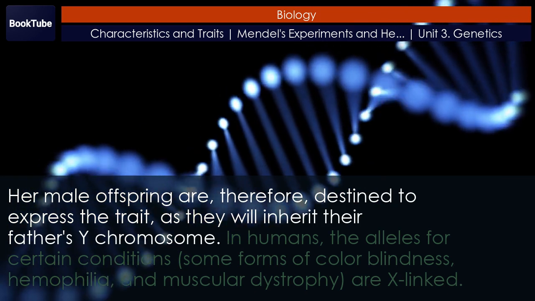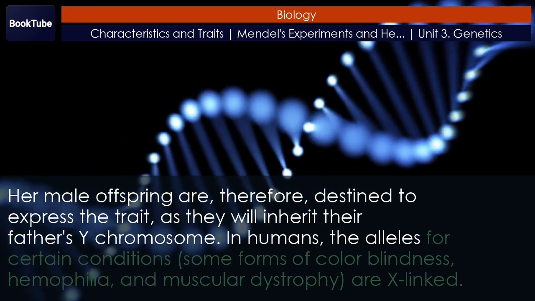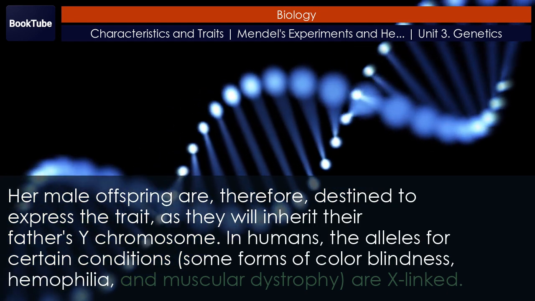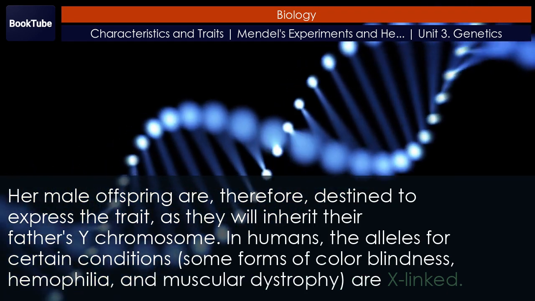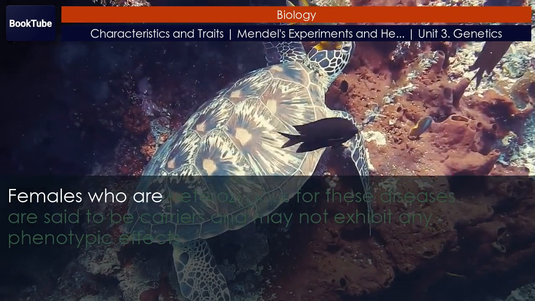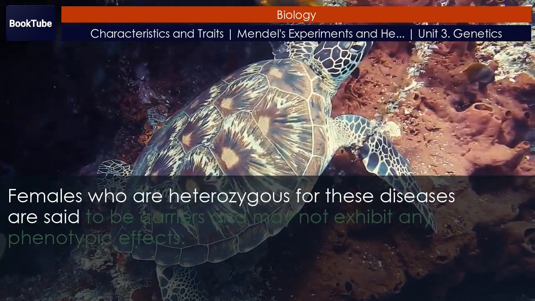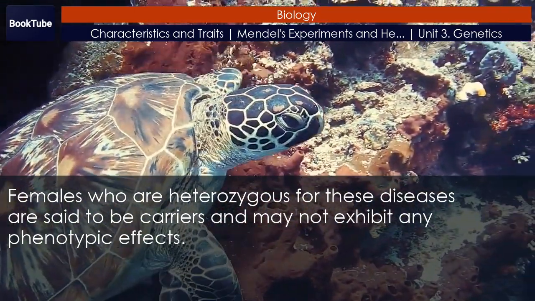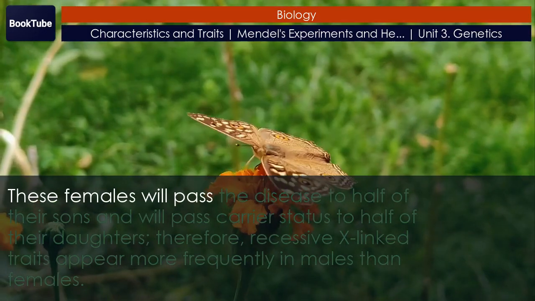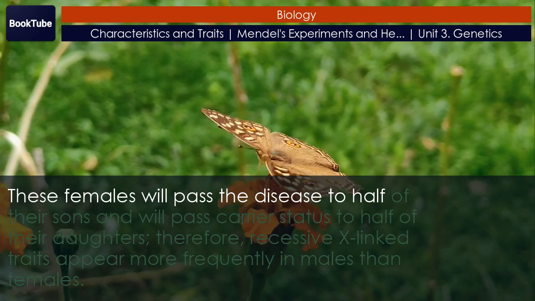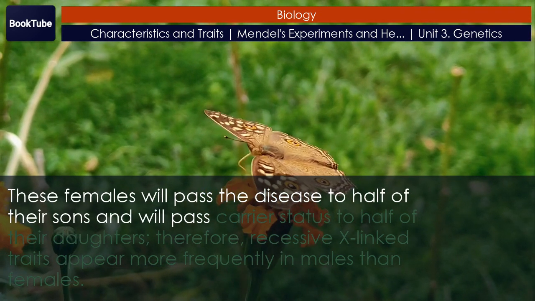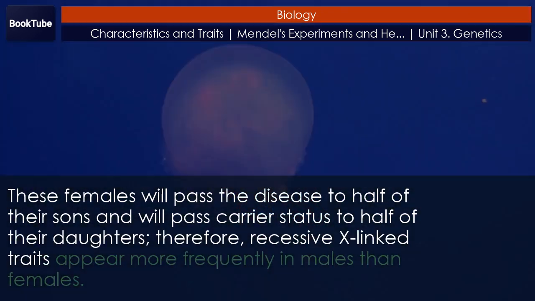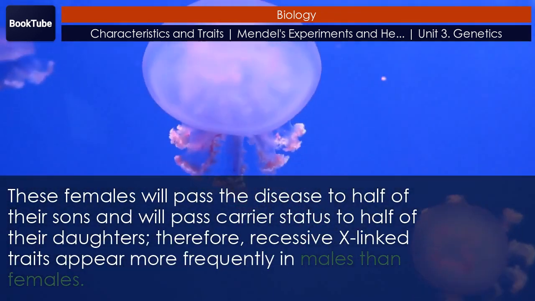In humans, the alleles for certain conditions, some forms of color blindness, hemophilia, and muscular dystrophy, are X-linked. Females who are heterozygous for these diseases are said to be carriers and may not exhibit any phenotypic effects. These females will pass the disease to half of their sons and will pass carrier status to half of their daughters. Therefore, recessive X-linked traits appear more frequently in males than females.